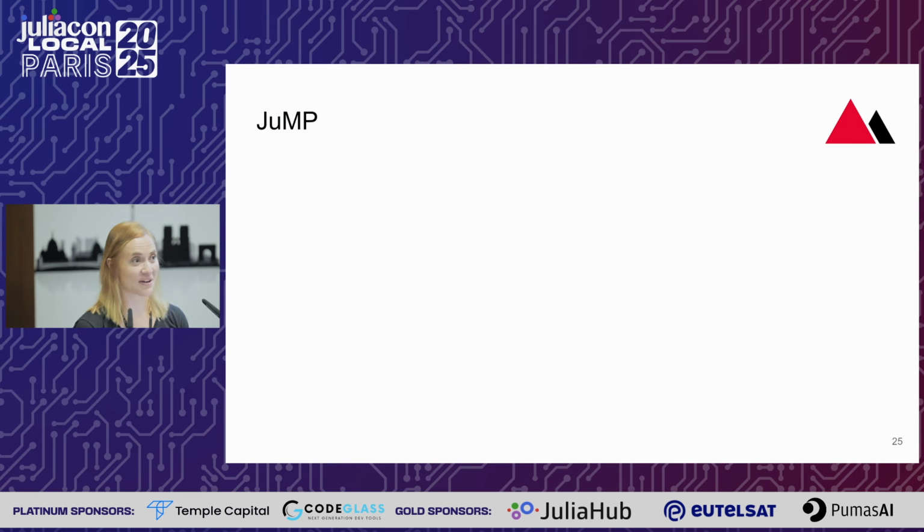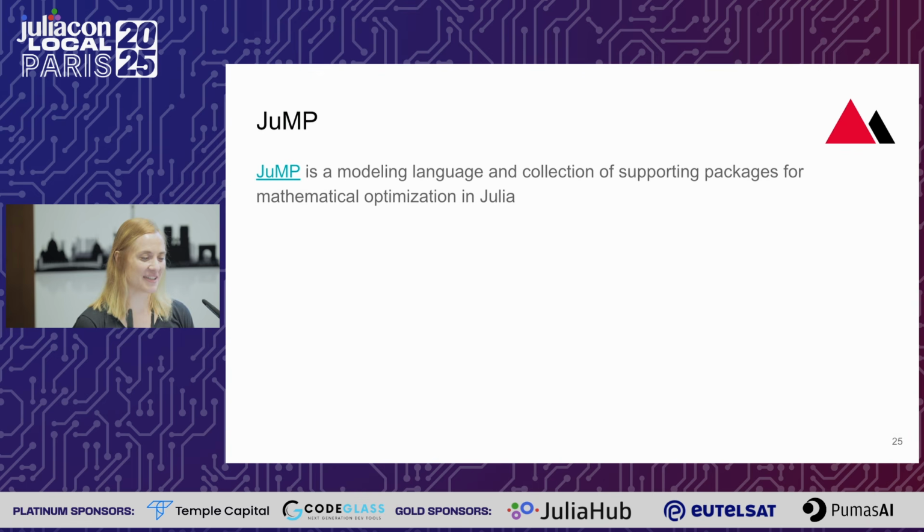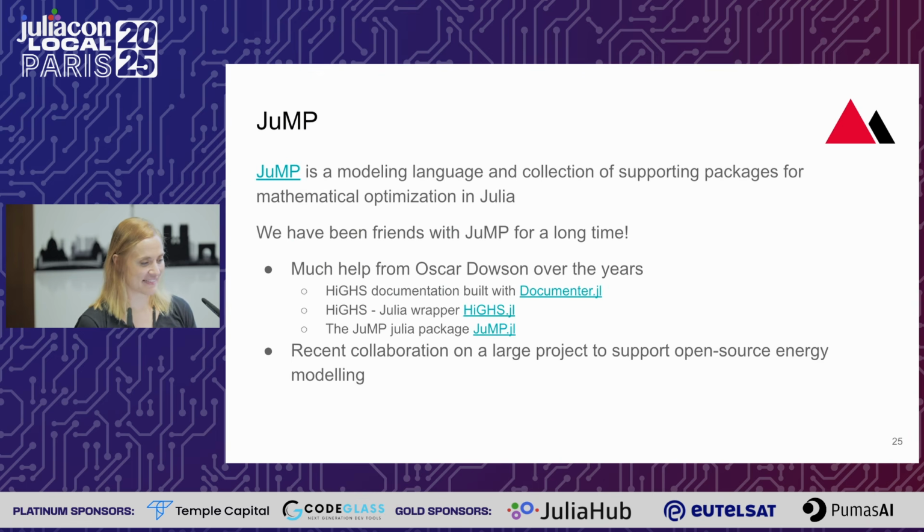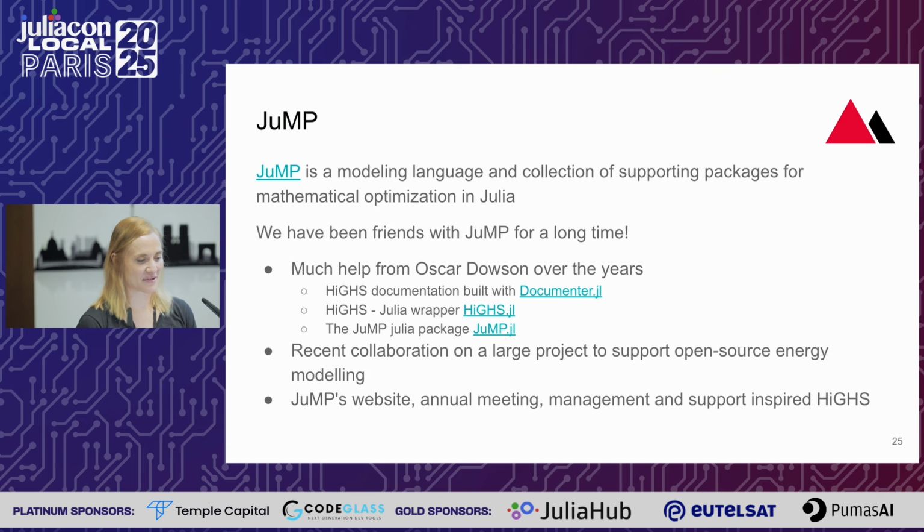Now we're at the Julia conference, so let's talk about Julia a bit more. There's JuMP. It's a modeling language and collection of supporting packages for mathematical optimization in Julia. We have been friends for a long time. Oscar Dawson has helped us a lot, including with the HiGHS documentation, which is built with Documenter.jl.